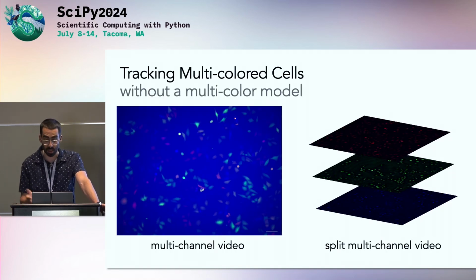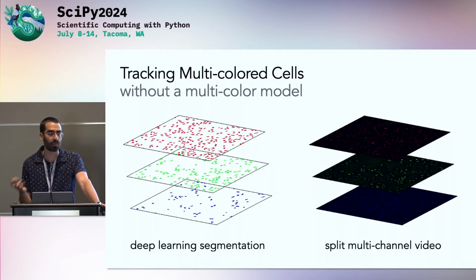Another problem we were facing, which we found on Twitter, was someone looking for a cell tracking method that could track multicolored data. And the problem was we didn't have a multicolor training model. And once again, we didn't want to train our own. We would have to annotate at least a few thousand cells, and that would take a very long time. So what we did was evaluate each channel individually and apply a grayscale deep learning model to it. So we obtained a few segmentation masks for each channel.